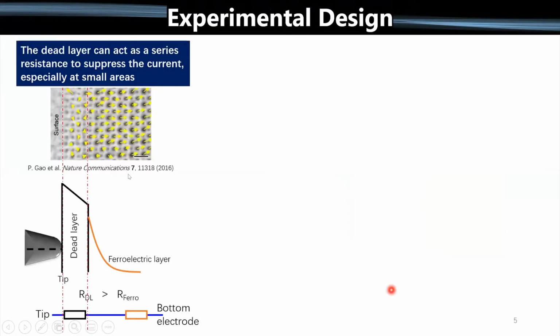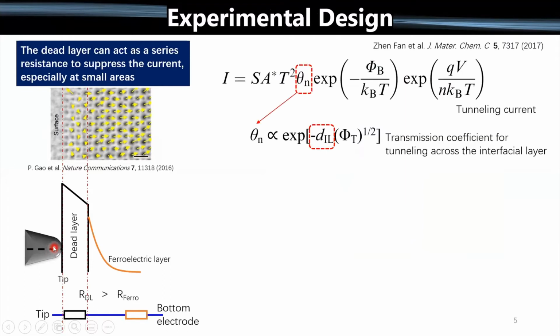Similarly, if we look at this dead layer on the surface of ferroelectrics, and BiFeO3 also has this dead layer, it can act as a series resistance that would suppress the current, especially at small scales when you consider the tip as the top electrode. If we look at an equation for tunneling across an interface or across a dead layer, you can see that it depends on the barrier height.